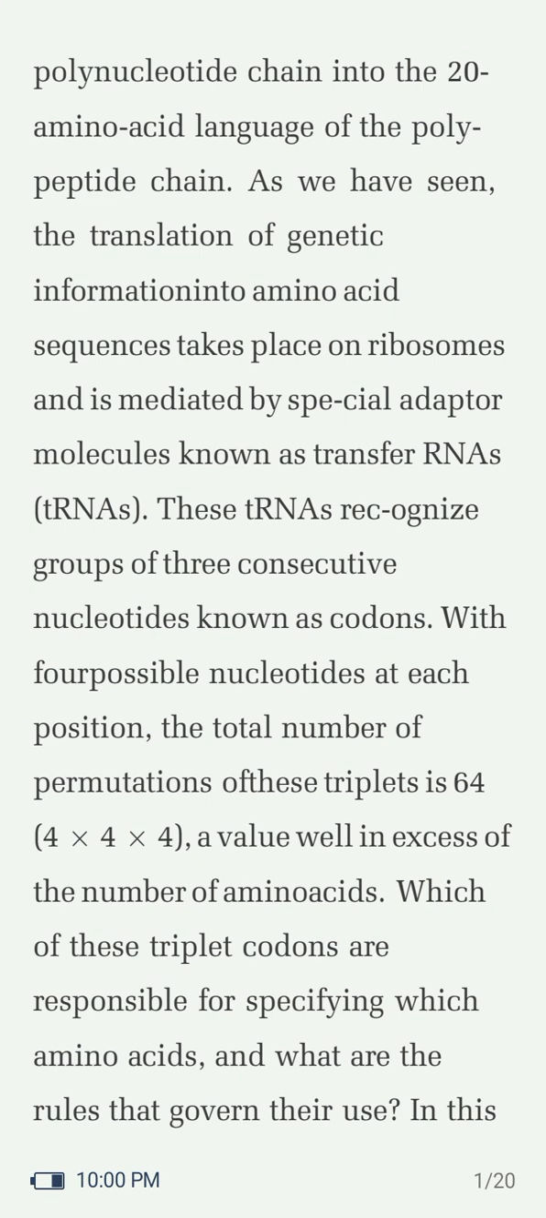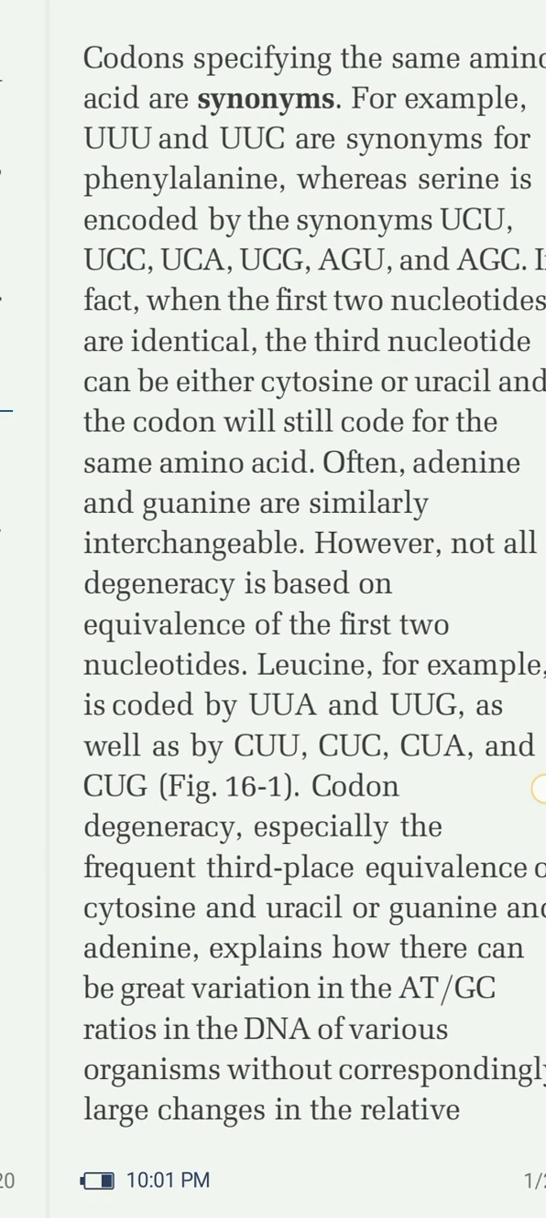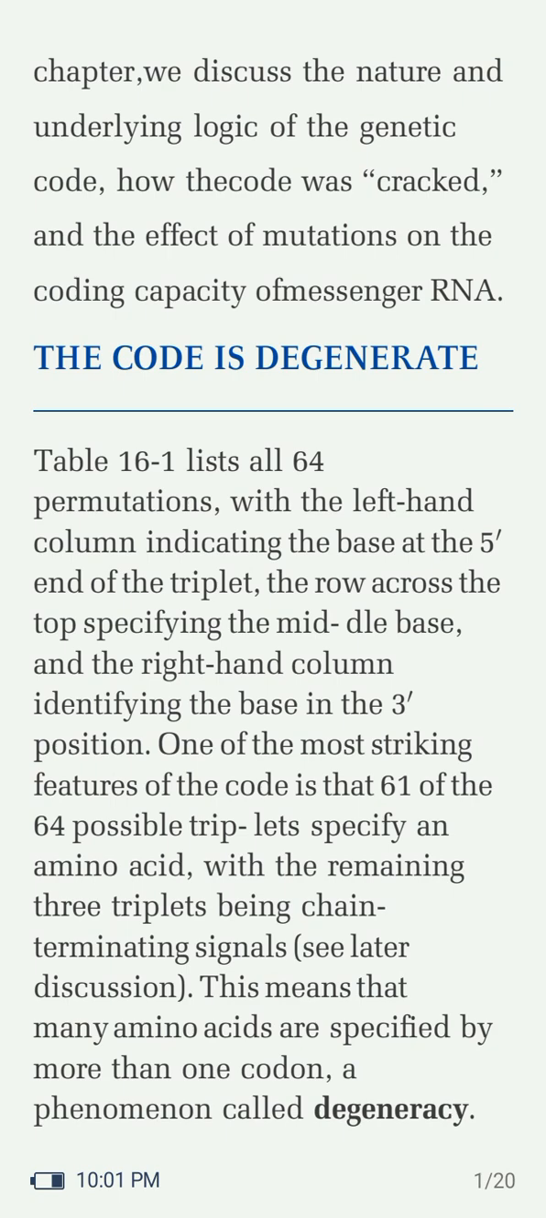These tRNAs recognize groups of three consecutive nucleotides known as codons, with four possible nucleotides at each position. The total number of permutations of these triplets is 64, like 4 into 4 into 4, well in excess of the number of amino acids. Which of these triplet codons are responsible for specifying which amino acids, and what are the rules that govern their use? In this chapter, we discuss the nature and underlying logic of the genetic code, how the code was cracked, and the effect of mutations on the coding capacity of messenger RNA.